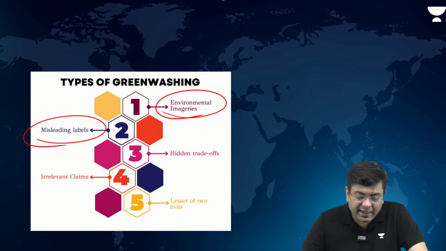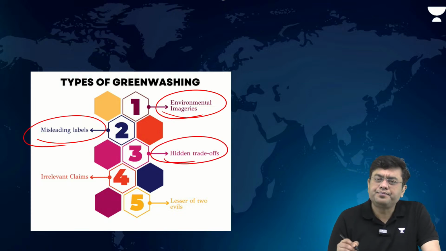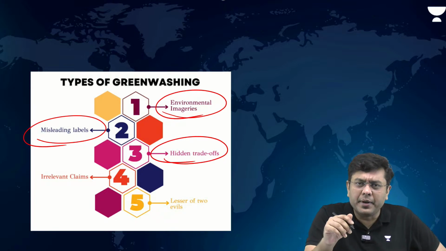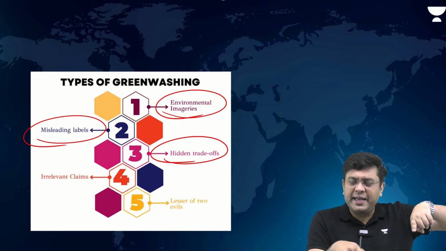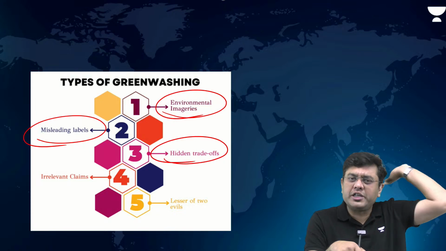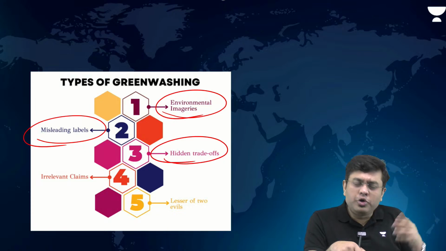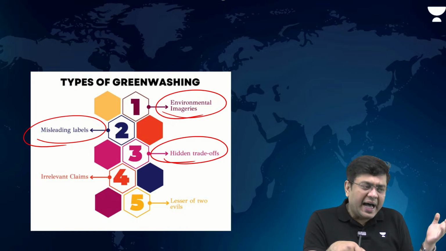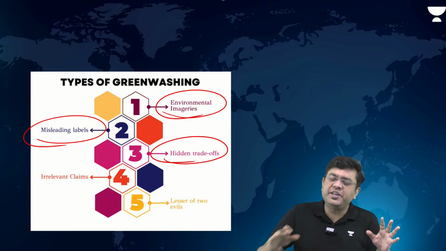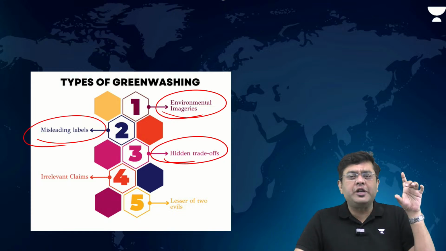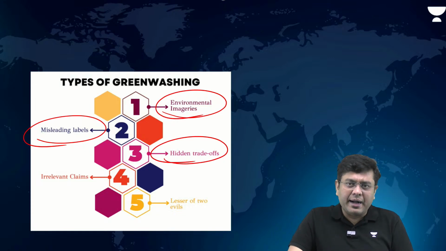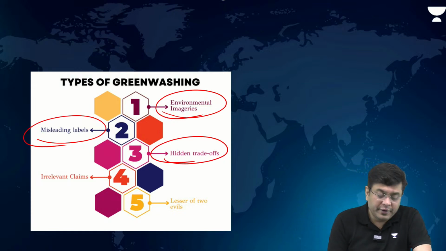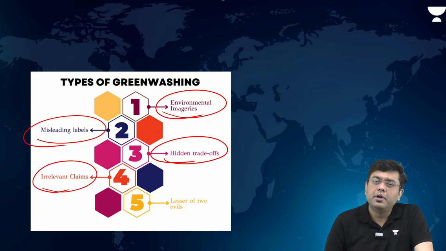So that is a misleading label. Hidden trade-off: you might say that this product is completely degradable. But for manufacturing that product, you have deforested 1 hectare of land. You have polluted the entire region of the river delta. As a consequence, thousands of species are dead, but for your bottle of shampoo, you say that it is environmentally friendly. So that is again the hidden trade-off, irrelevant claims.